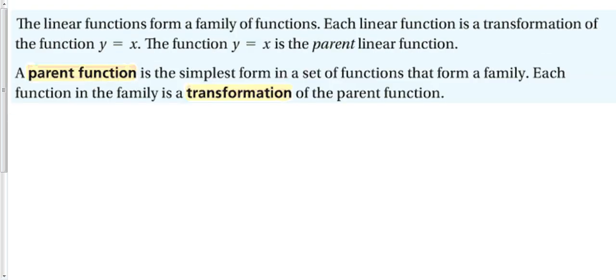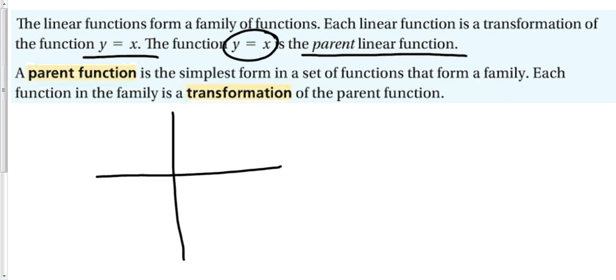So that brings us to a couple definitions. First is that linear functions form a family of functions. And each linear function, each line, is a transformation of y = x. That is the simplest form of a function of a line that I can get, which means that it's called the parent linear function. Every single line that I draw can be derived from this equation right here. If we graph it, there's my axis, my slope would be 1, my y-intercept would be 0, so my parent function line would look like that.